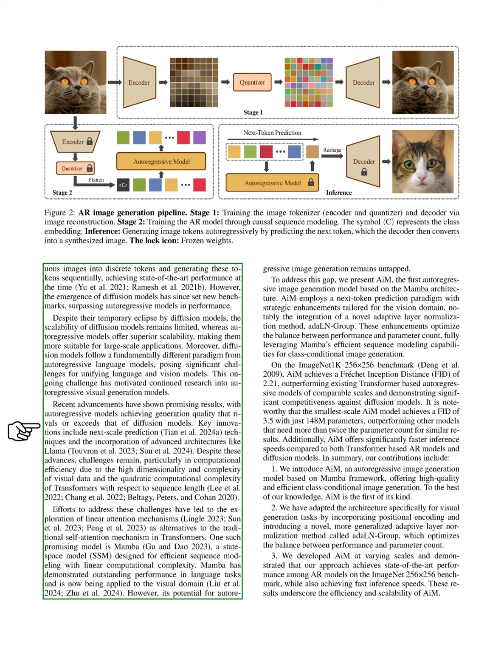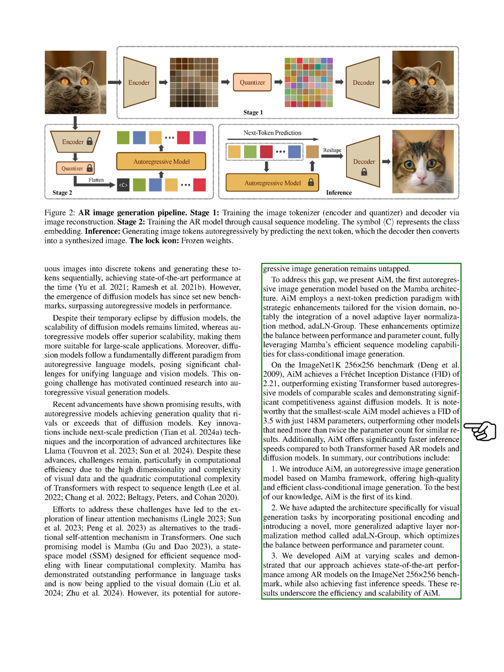Nonetheless, we still face challenges, particularly regarding computational efficiency due to the complexity of visual data and the high computational demands of transformers. To tackle these issues, we are exploring linear attention mechanisms as alternatives to traditional self-attention in transformers. One promising model is Mamba, a state space model designed for efficient sequence modeling with linear complexity. Mamba has excelled in language tasks and is now being applied to visual tasks, although its potential for autoregressive image generation has not yet been fully realized.